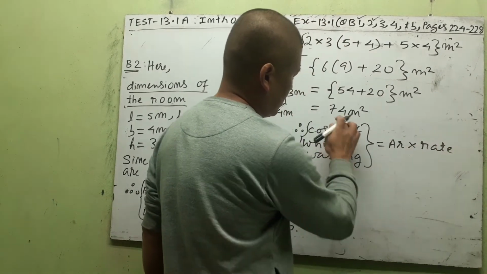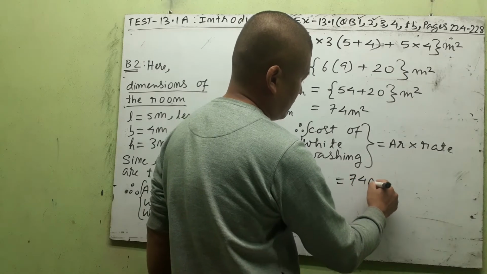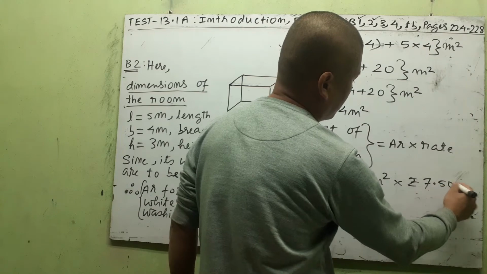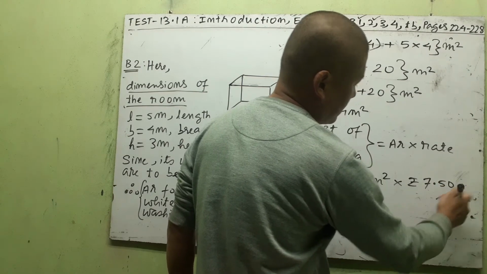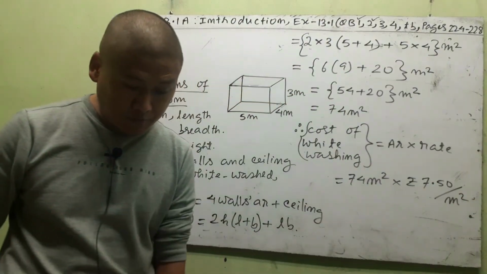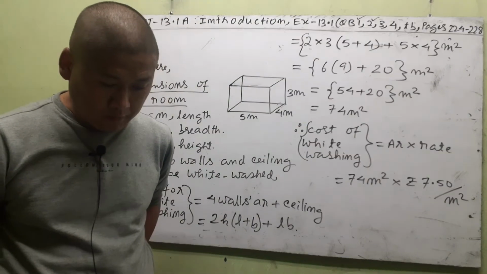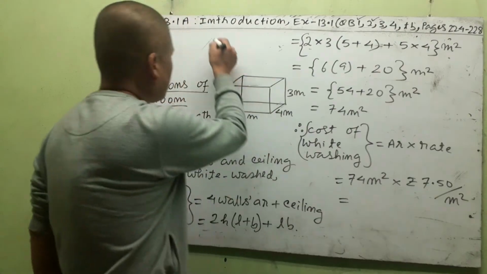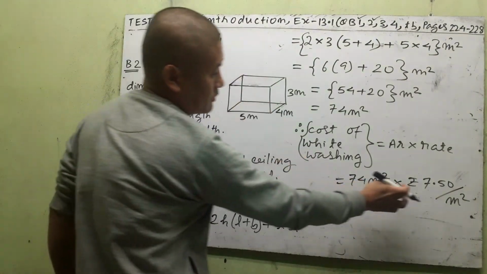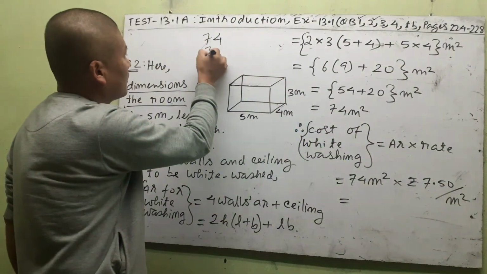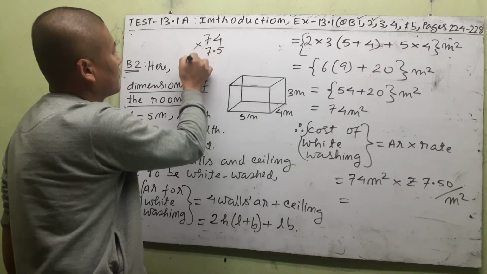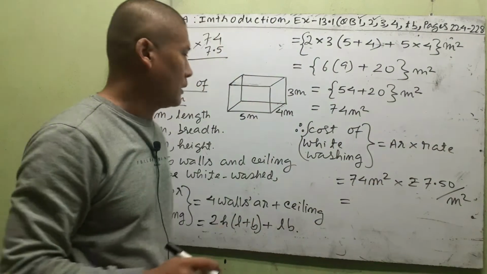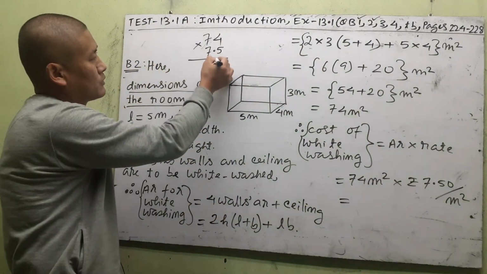So area is here 74 meters square, and the rate is rupees 7.50 paise per, meaning divided by, meter square. That's why I put a dash. So that way we have to multiply these two. 74 has to be multiplied by 7.50. We can just take 7.5, because zeros at the end of the decimal need not be put for counting. 5 4s are 20, 2 in hand.